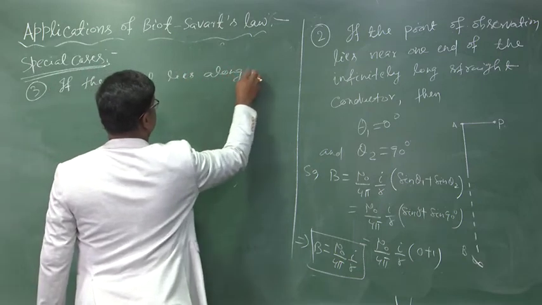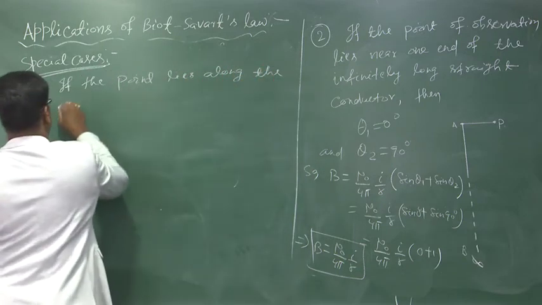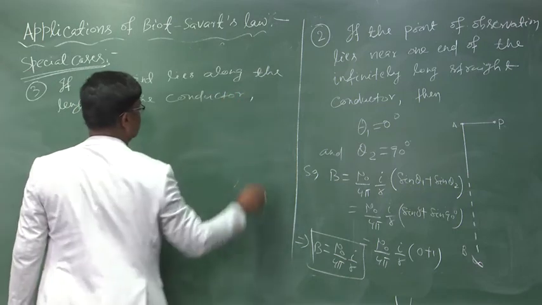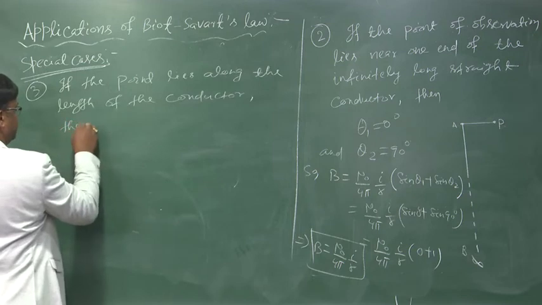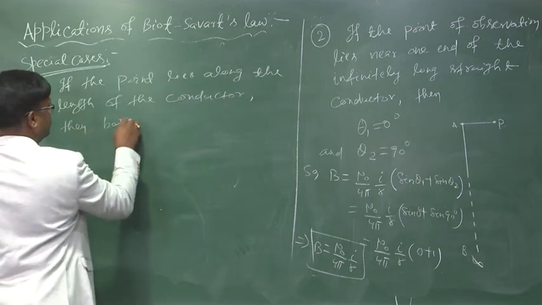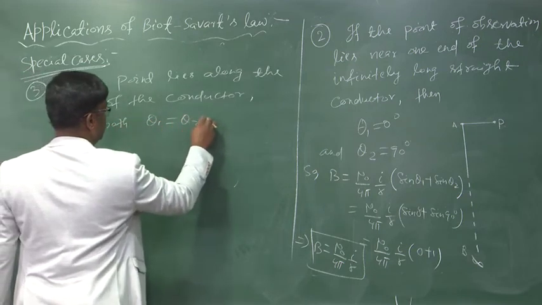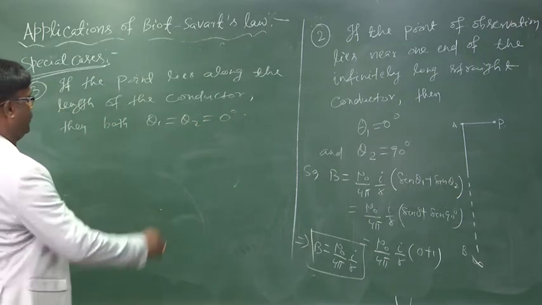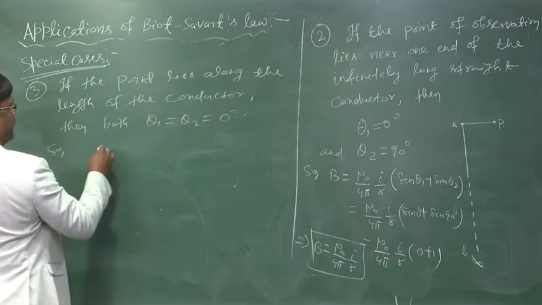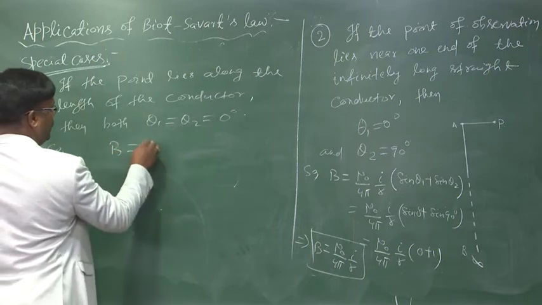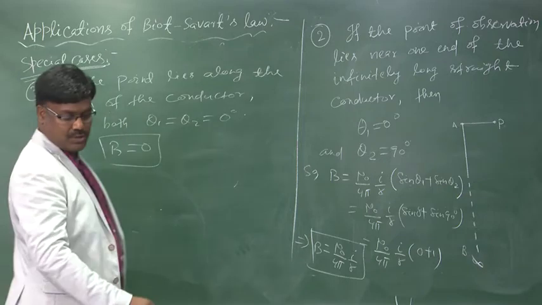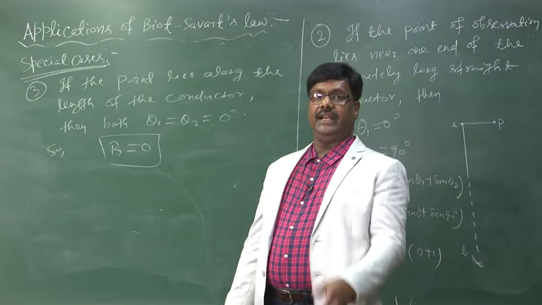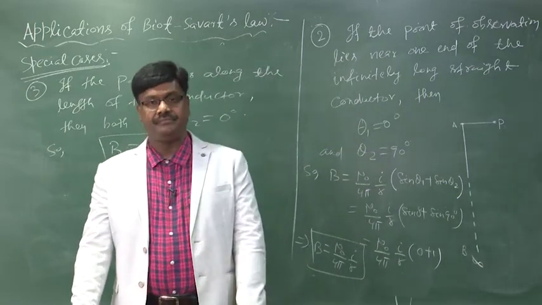For points along the length of the wire, number 3, if the point lies along the length of the conductor, then both theta 1 and theta 2 are 0. So, B will also be 0. That means no field will be there along the length of the conductor.